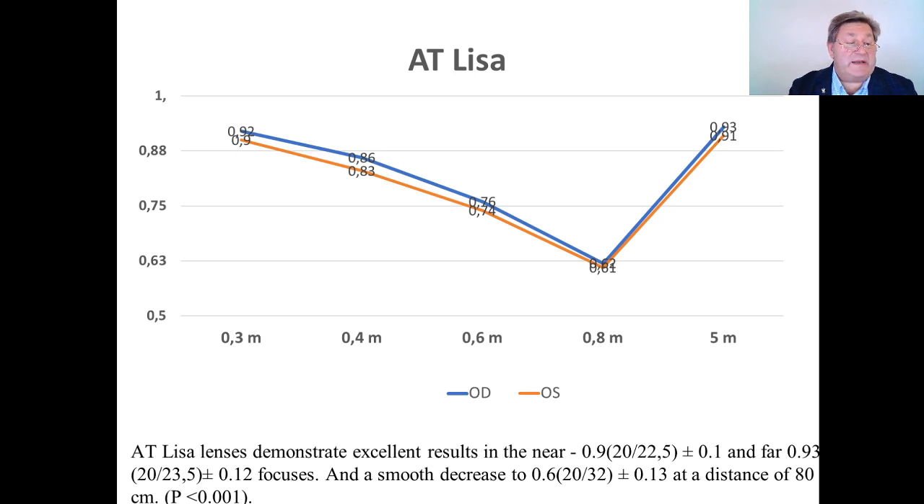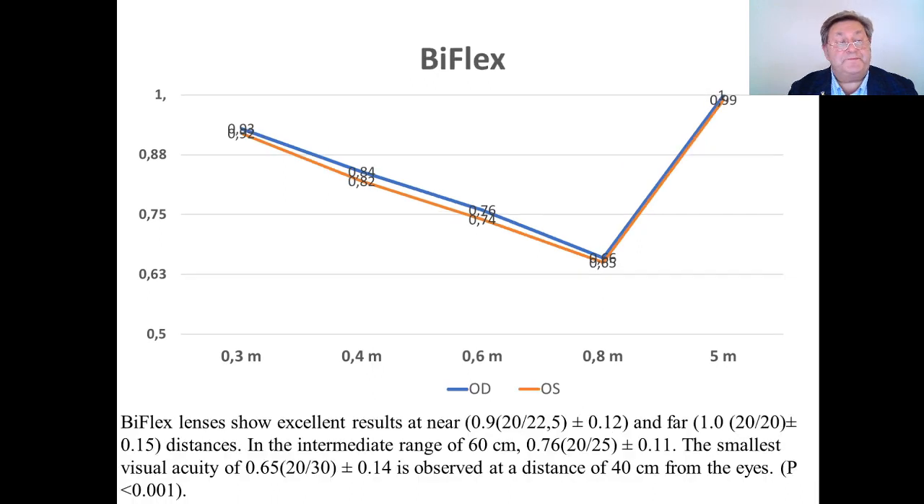Now you can see the slide. The A Lisa lenses demonstrate excellent results in the near 0.9 and the far 0.93 foci, and a smooth decrease to 0.6 at the distance of 80 centimeters.